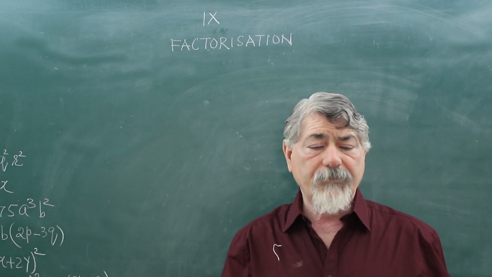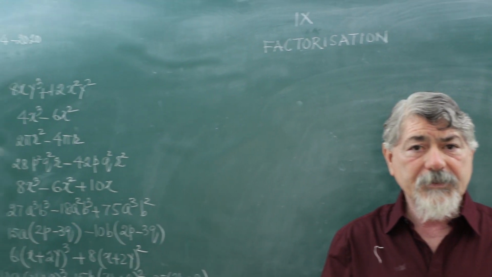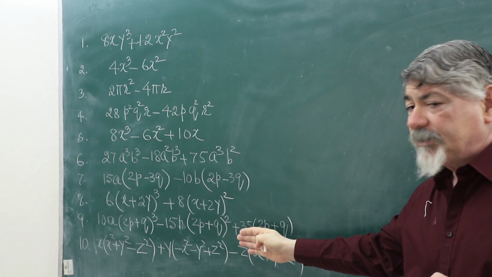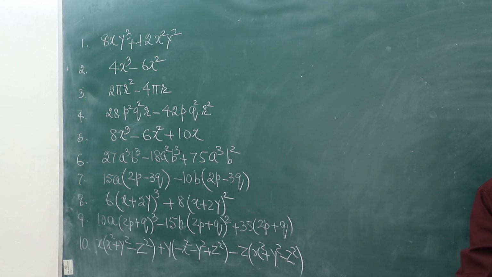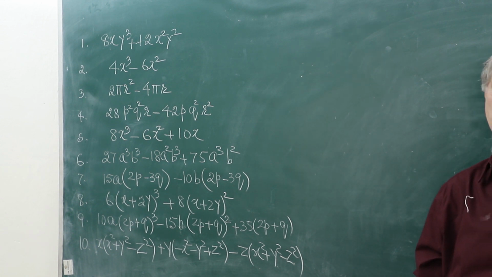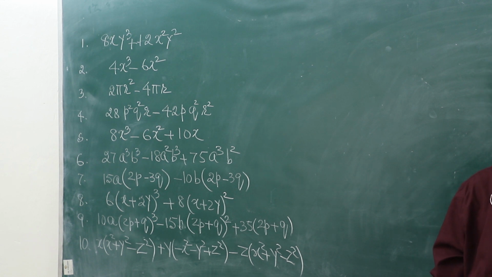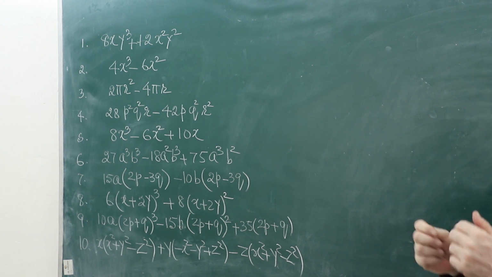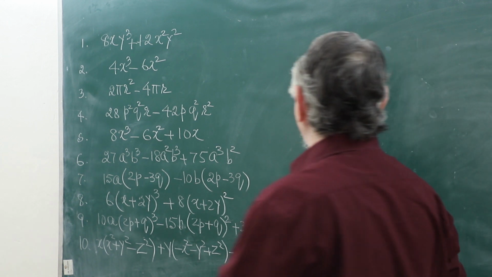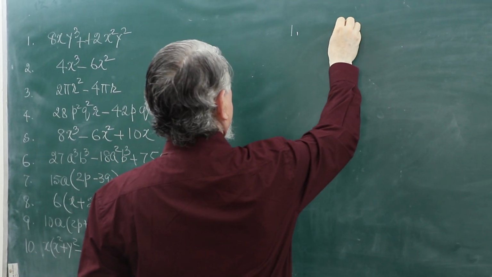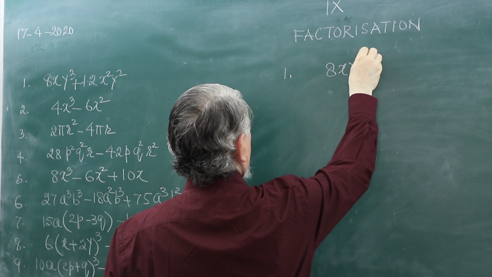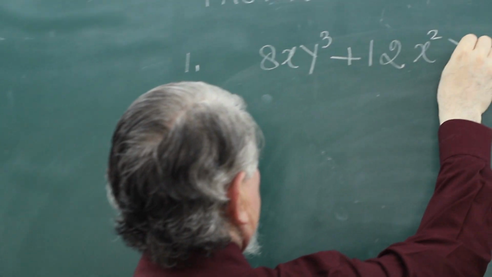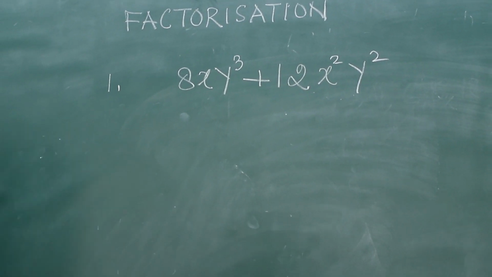We are dealing with one kind of factorization just now in this lecture. I am only taking the questions where I have to take out the common factor. The first thing which you look into whenever you are asked to factorize is whether you can take out something common out of the given terms. For example, let us deal with question number 1, which says 8xy to the power 3 plus 12x square y square. Now he says factorize this.